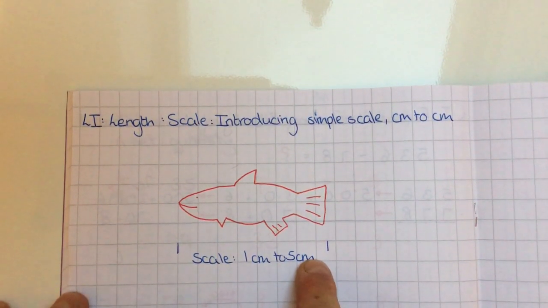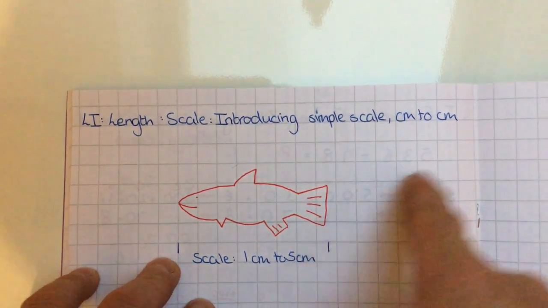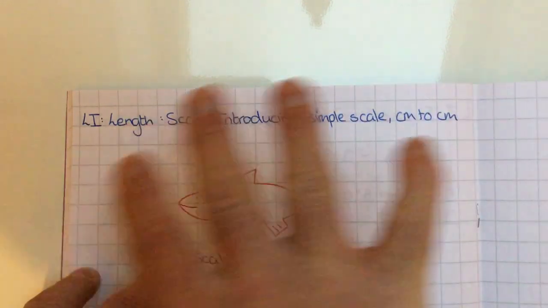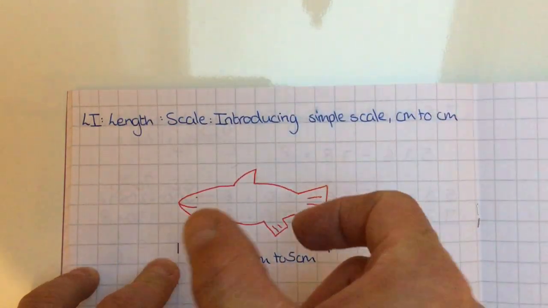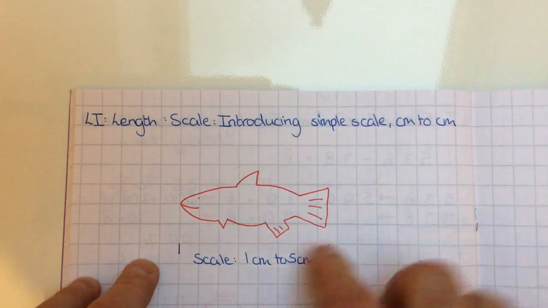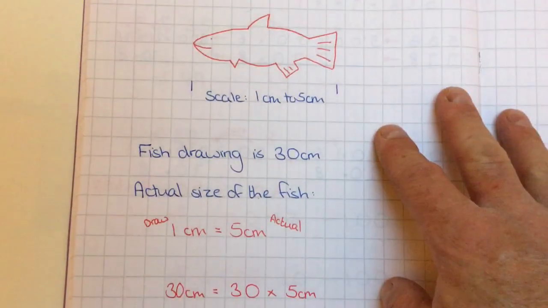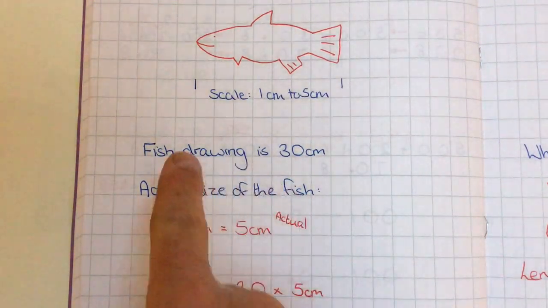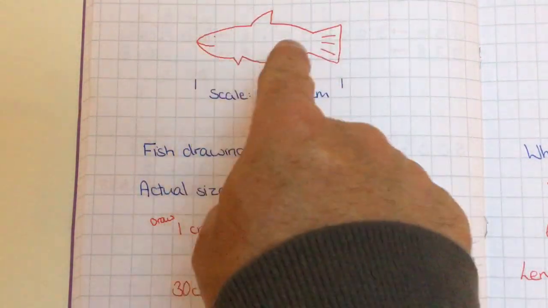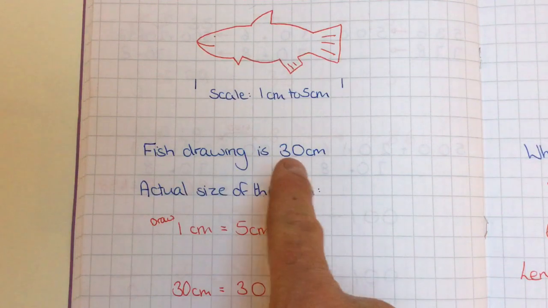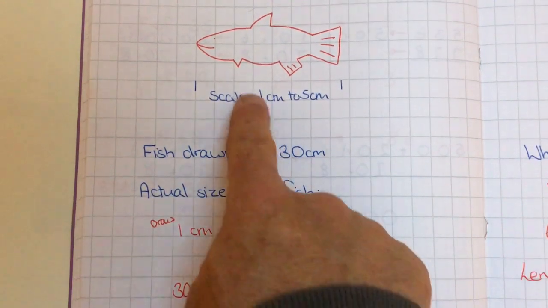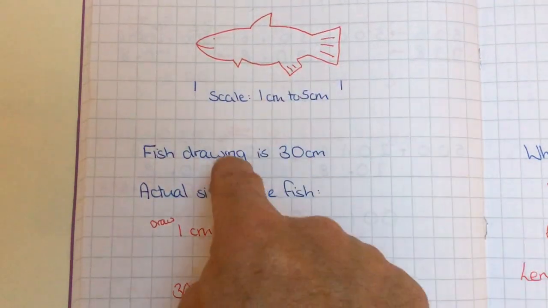Now you can understand why this would be handy, because I couldn't draw this real life size. It would fill the whole page. So I can shrink it down but still represent it in real life using a scale. So let's see what this means. Let's move up a wee bit. So the fish on the drawing, you have to use your imagination, is 30 centimetres long. So this is 30 centimetres from here to here in the drawing.